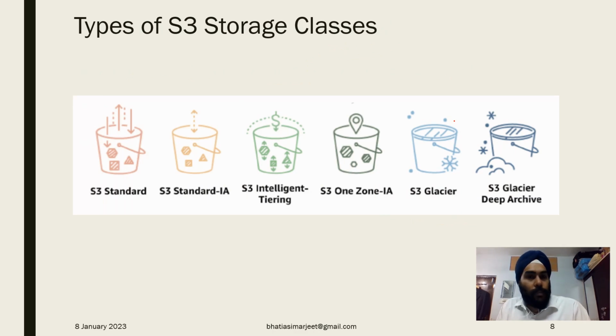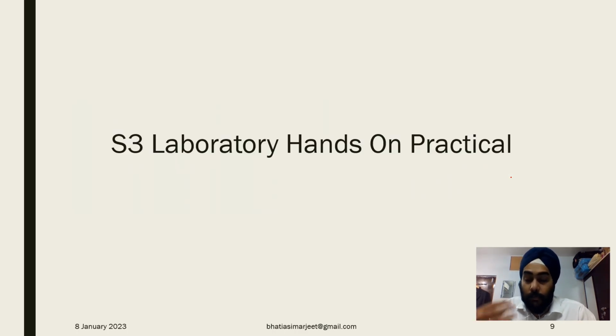So types of storage classes, you have around 6 storage classes, that is S3 Standard, S3 Standard Infrequent Access, S3 Intelligent Tiering, One Zone Infrequent Access, S3 Glacier, and S3 Glacier Deep Archive. So we will discuss this in detail once we create a bucket and then upload an object, and I will be discussing that while we are concluding our laboratory session.